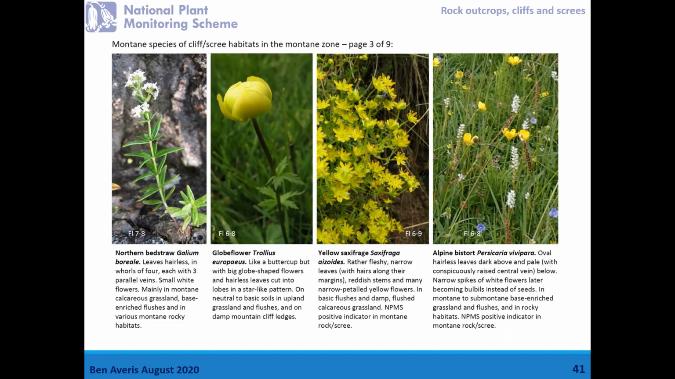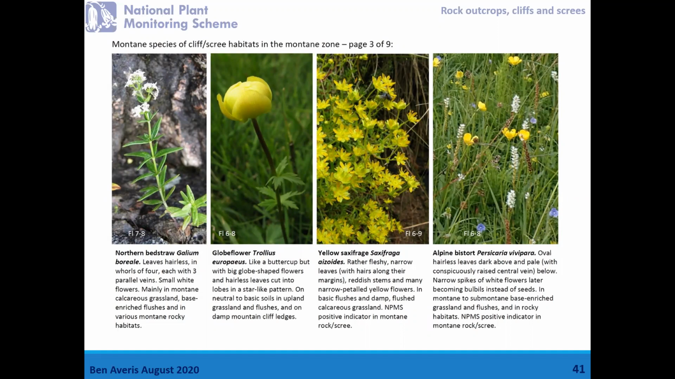Globe flower is like a buttercup with a big round globular flower, and its leaves are like meadow buttercup. They're palmately divided into quite deeply toothed lobes, but they're not hairy. It's absolutely hairless, and it's much less common.